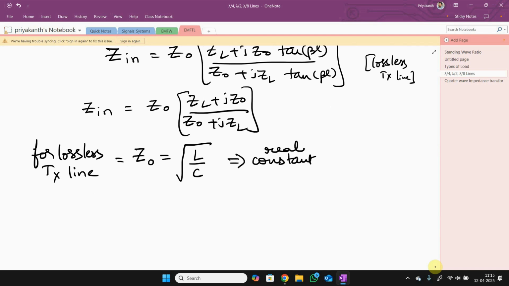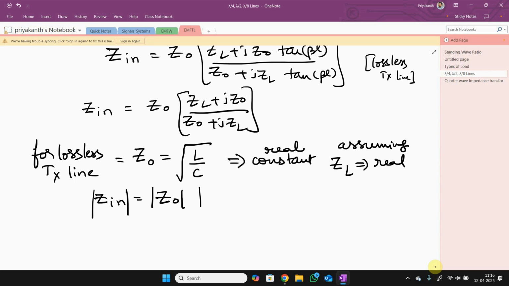Okay. Am I right or wrong? Z0 is a real value. So in this case, when I calculate the magnitude of Zin, it becomes mod Z0 into, and assuming that ZL is also real, just I am assuming that ZL is also real. Now what happens to this mod of ZL plus JZ0 by Z0 plus JZL?